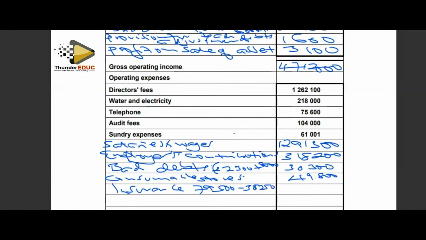38,250. Okay. So if we get that 79,500 minus 38,250, we are left with 41,250. So this figure is the amount which applies to this financial year. Okay. This is the amount that applies to this financial year.